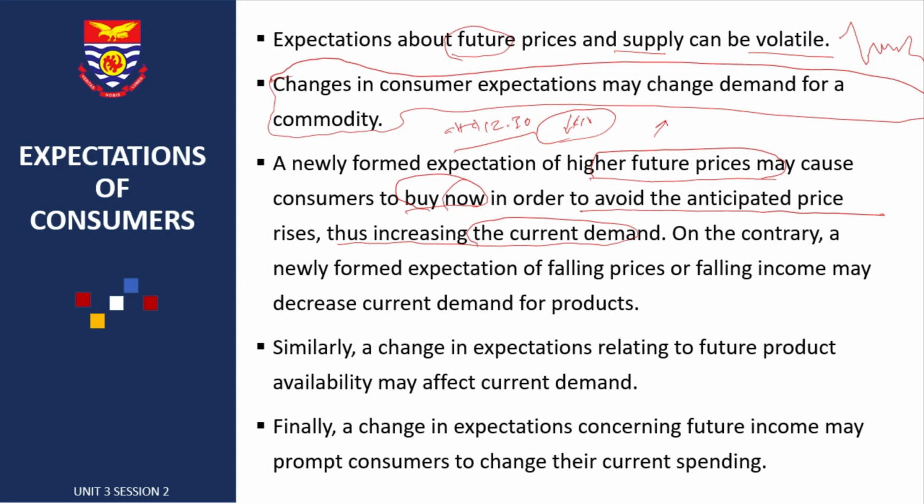On the contrary, a newly formed expectation of falling prices or falling income may decrease current demand for products. So when we know that the price of, say, iPhone 14 will come down to say 5,000 Ghana cedis, you wouldn't go and buy the iPhone now. You would wait until the price comes down. So the demand for the iPhone 14 will decrease, but when the time comes and the price falls, you see the demand will what? Rise. It will rise. Similarly, a change in expectations related to future product prices or availability may affect current demand.